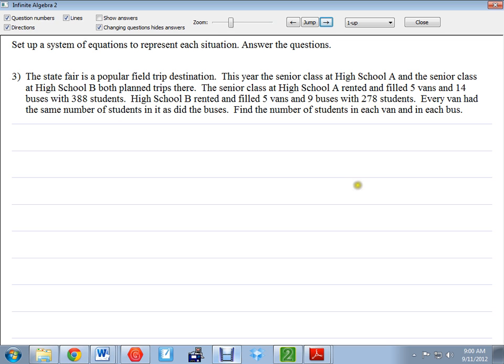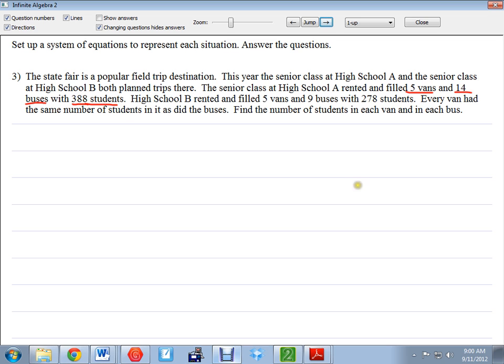This year, the senior class of high school A and senior class of high school B both planned trips there. Again, that information is just fluff. The senior class of high school A rented and filled 5 vans and 14 buses. So that is an important piece of information. And they filled it with 388 students. So again, that is another important piece of information.